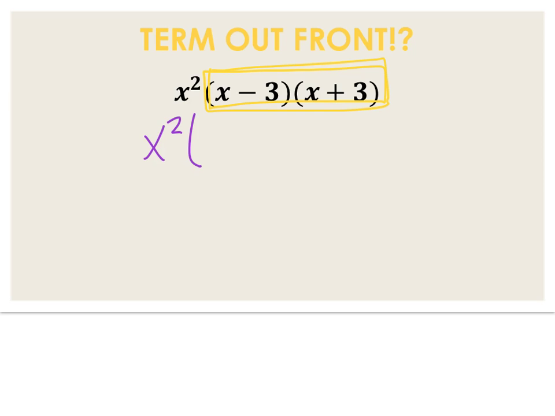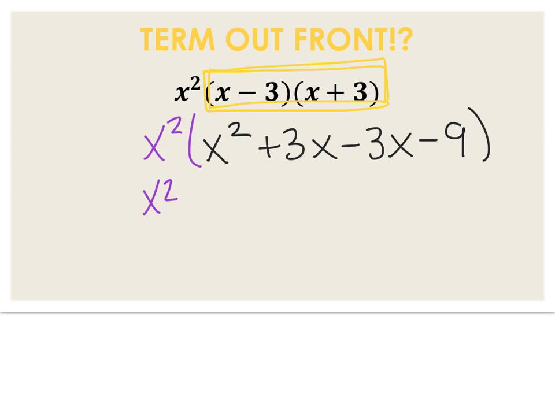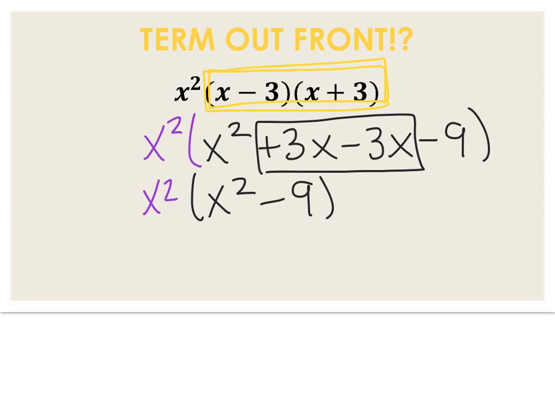And then I'm going to do first, outer, inner, last. So x times x gives me x squared. That's first. Outer gives me 3x. Inner gives me negative 3x. And last gives me negative 9. Again, I'm going to bring him down. Then I'm going to combine my like terms, x squared. These two guys end up canceling each other out, because 3 minus 3 means there's none. And I bring my negative 9 down.